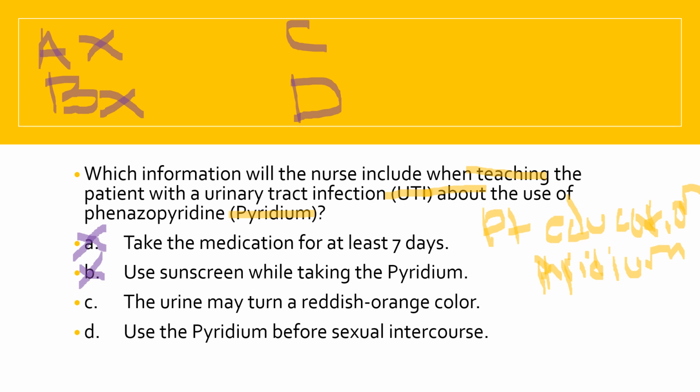Oh, wait, this might sound familiar. I might have talked about this earlier. So I'm going to put this is definitely a potential. And D, use Pyridium before sexual intercourse. Before intercourse, it doesn't help in reducing the risk for UTI. This is strictly for analgesia of the urinary tract. So we're going to say no to D like that. And then we're going to say that C is the correct answer.